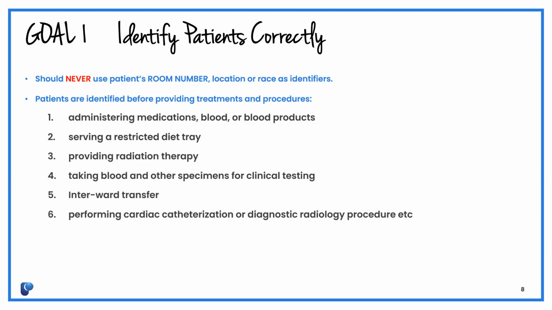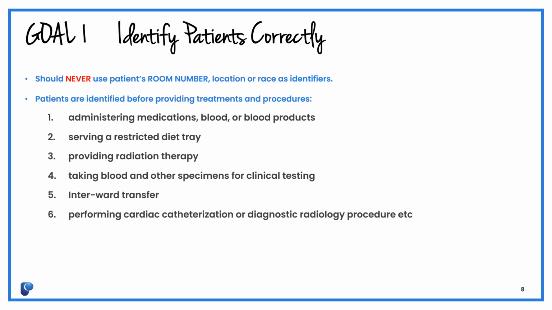We should never use the patient's room number as an identifier because their room number can change. The same goes for their location. And using race as an identifier is too general and should never be used either.